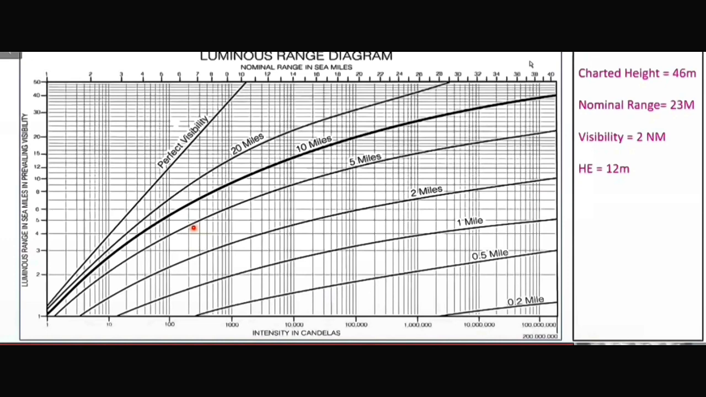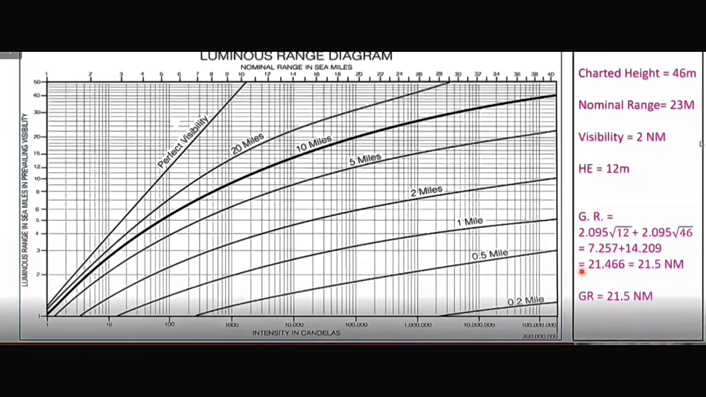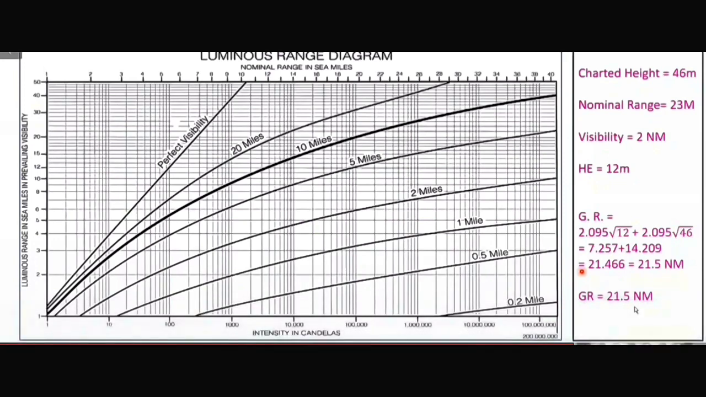Here, this is the luminous range diagram. So we calculate GR and PLR. Now GR is equal to 2.095 square root of height of eye, which is 12 meters, plus 2.095 square root of 46, which is the charted height, and we get a GR of 21.5 nautical miles. So that's correct beta, 21.46 rounded off. We usually take distances to an accuracy of one place after the decimal.